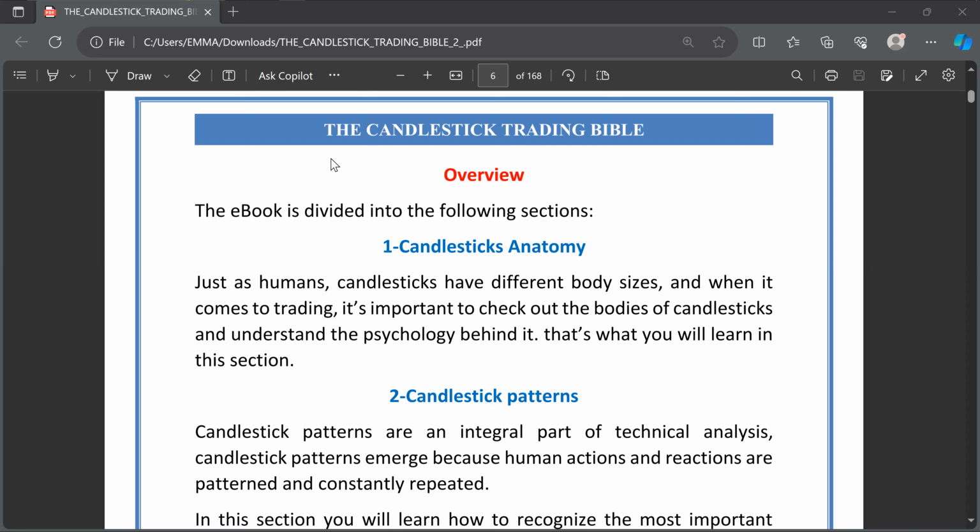Now, just as humans, candlesticks have different body sizes, and when it comes to trading, it is important to check out the bodies of candlesticks and understand the psychology behind them. That is what you will learn in this session. So anatomy actually talks about the different body sizes of the candlesticks.